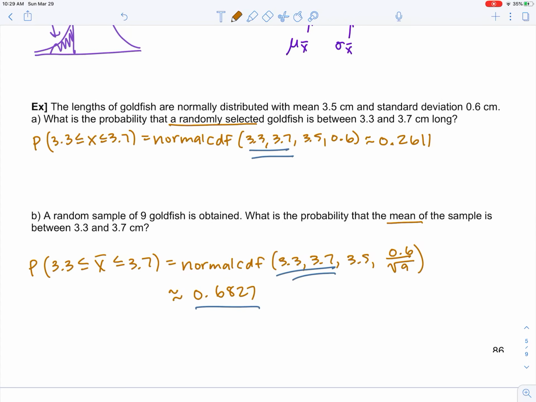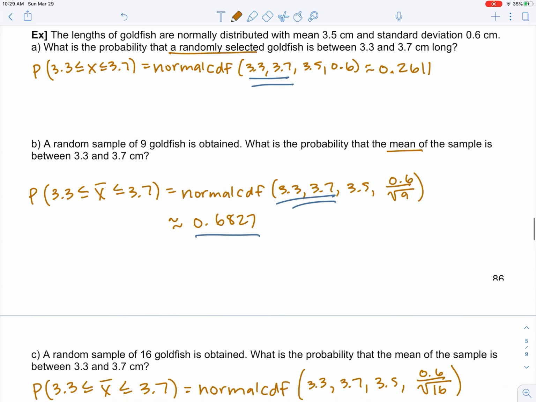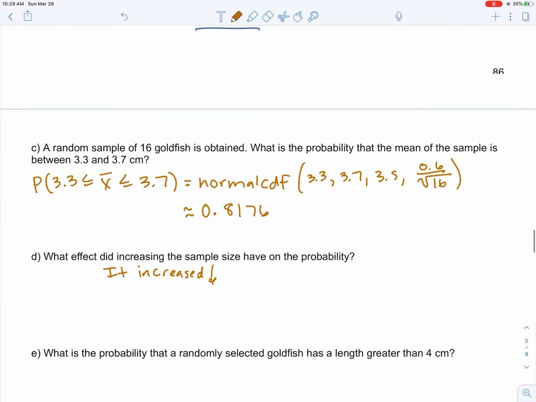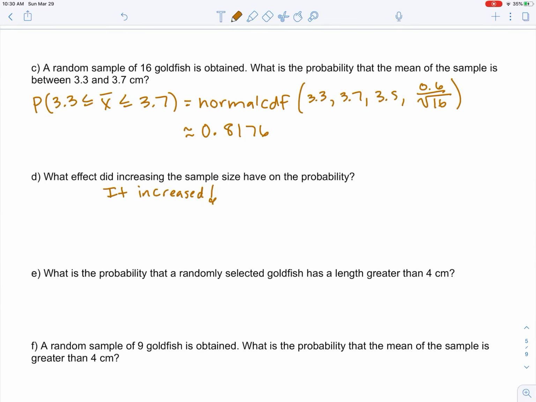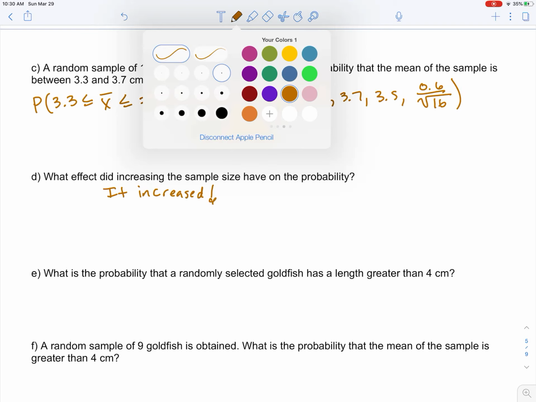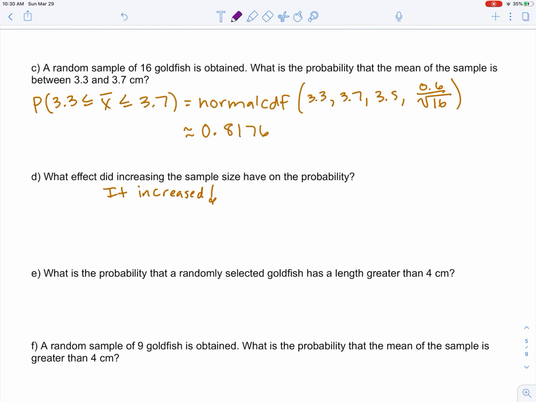a lot. So remember that when it was one goldfish, the probability was 0.2611. When it was the mean of 9 goldfish, it was 0.6827. When it was the mean of 16 goldfish, it was 0.8176. So why did it get higher and higher and higher every time? Remember that as the sample size increases, the standard deviation decreases.